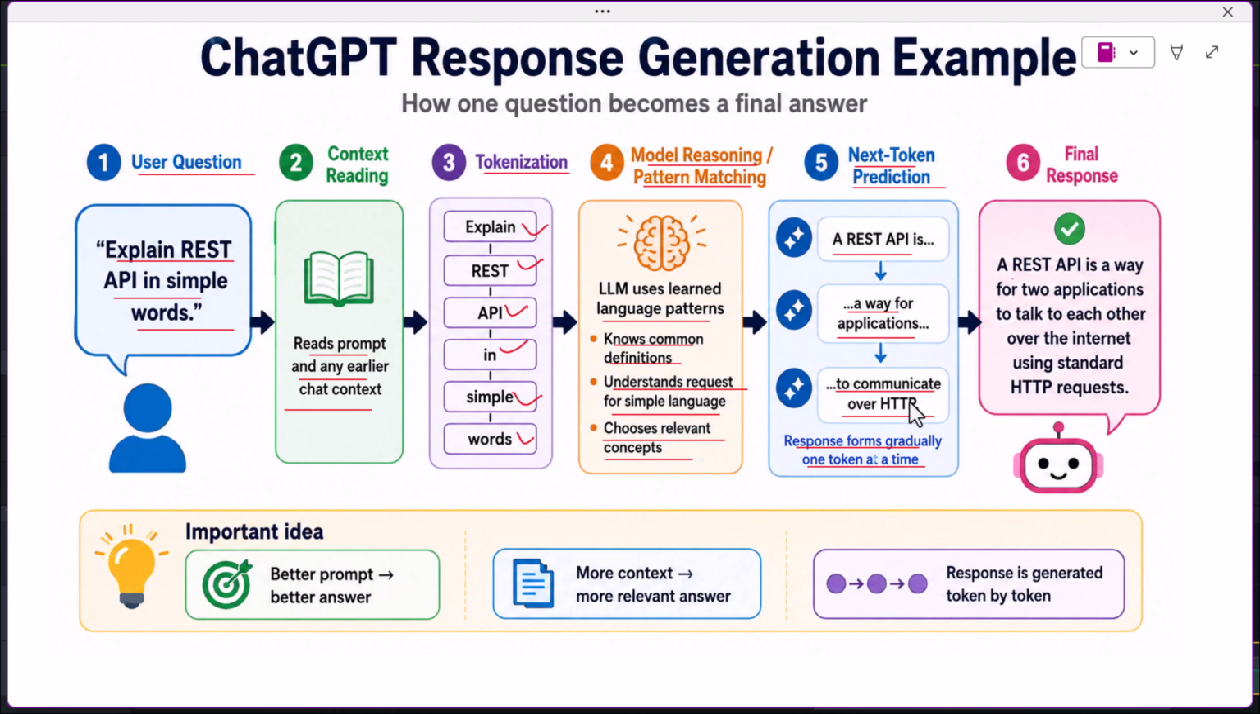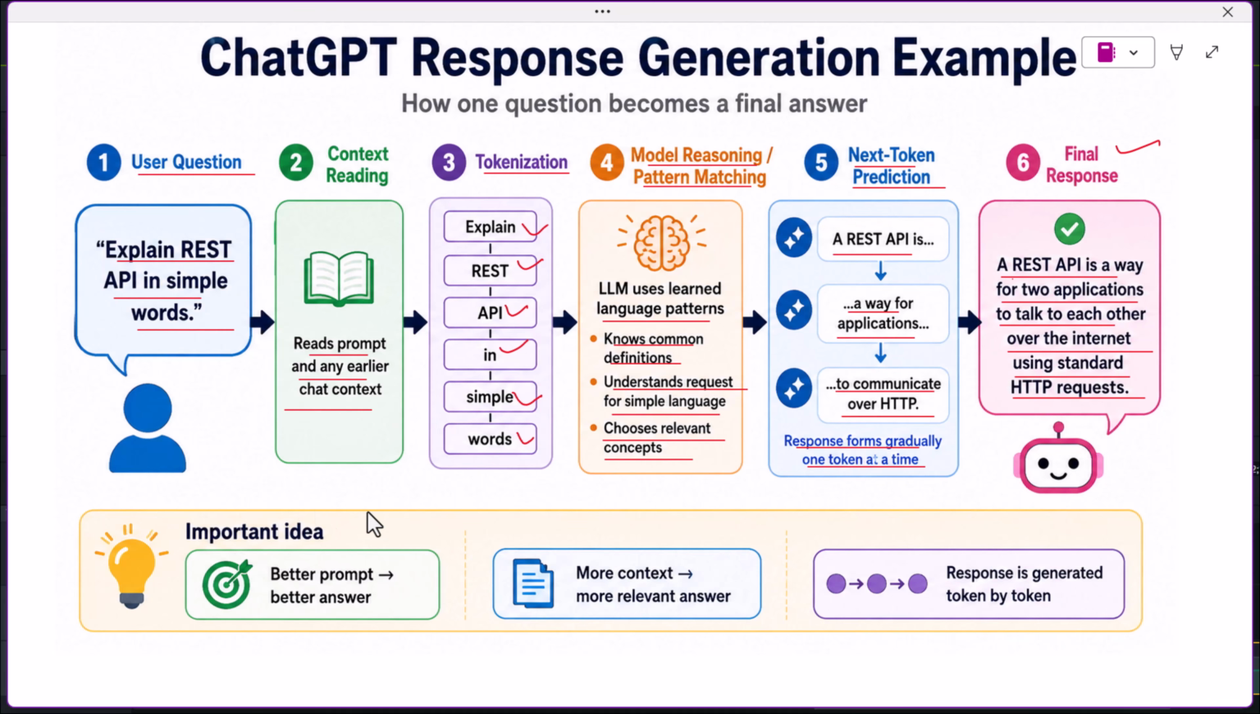Sixth, ChatGPT produces the final response. For example, a REST API is a way for two applications to talk to each other over the internet using standard HTTP requests. That is the final answer shown to the user.